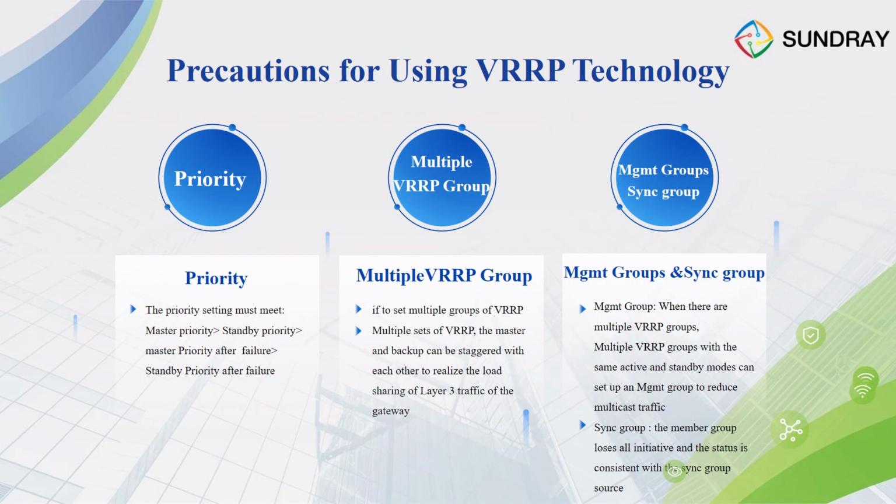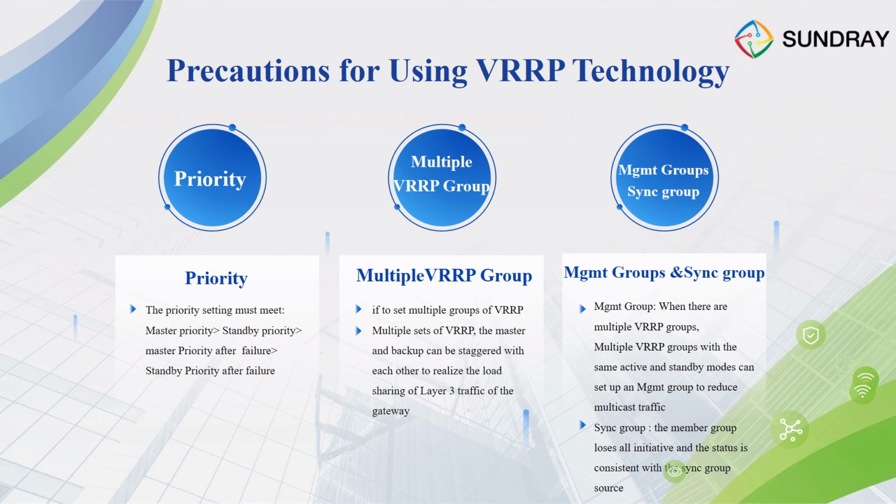So for the precautions of the VRRP technology, first one is priority. For the priority settings, we recommend that the master device's priority is higher than the standby device's priority, and the master priority after failure is higher than the standby device's priority after failure. Then in some scenarios, we will use multiple VRRP groups, right?